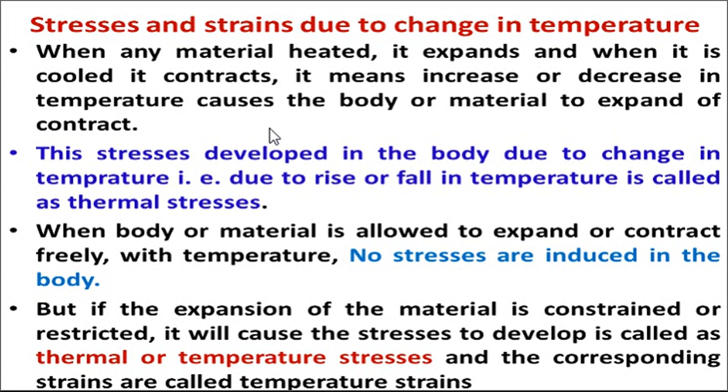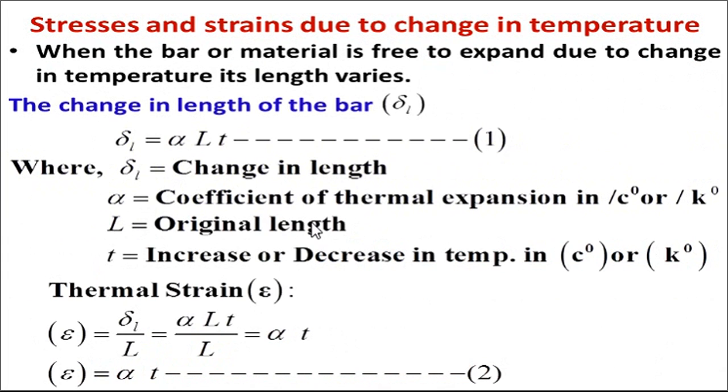But when expansion of the material is constrained, that is, when the rod is fixed between two surfaces and then it is heated, what will happen? The expansion of the bar will be prevented. When such expansion is prevented, thermal stresses or temperature stresses are developed, and the corresponding strain is called the temperature strain. Stresses and strain due to change in temperature.